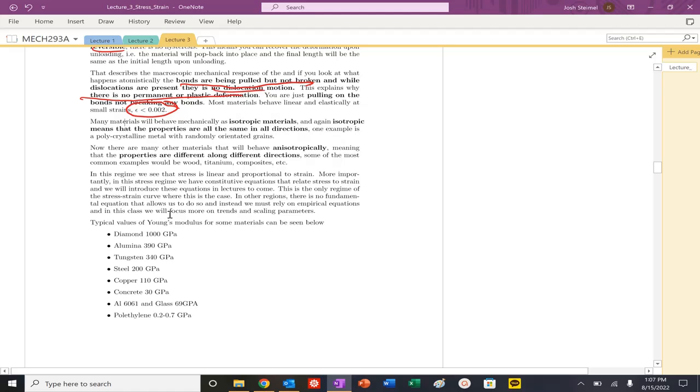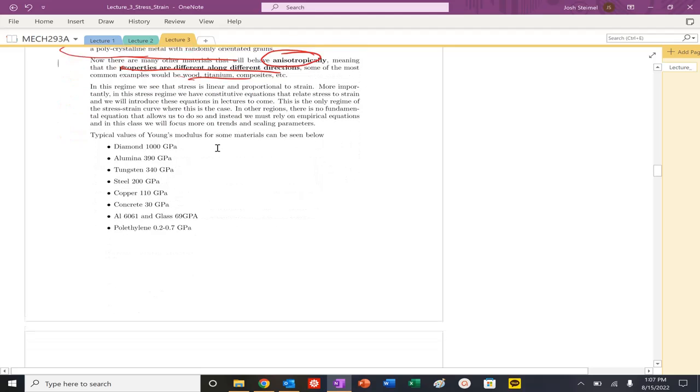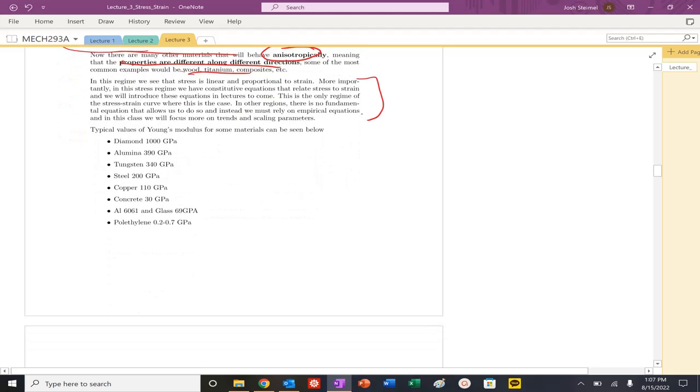So most materials will behave linear elastically. Again, some materials are isotropic, so they behave the same in all directions. Some are going to be anisotropic, so the properties are going to be varying. So titanium, composites, wood, polycrystalline metals will typically behave isotropically. And again, we can kind of see some of the values here.